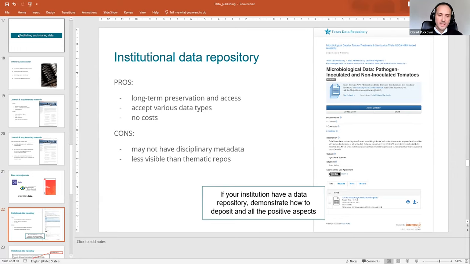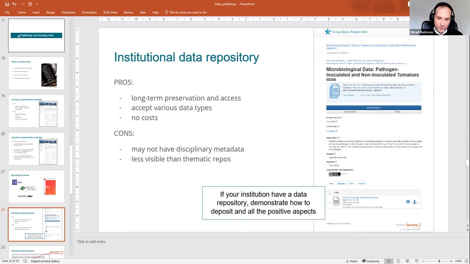On the other side, it may have difficulties with disciplinary metadata. Metadata are usually more generic ones, so providing some additional metadata can be a problem, but it can be solved with some additional documentation, though not in a format that is more suitable. And also, these repositories can be less visible than thematic repositories, but that is not always the case, but it should be kept in mind.